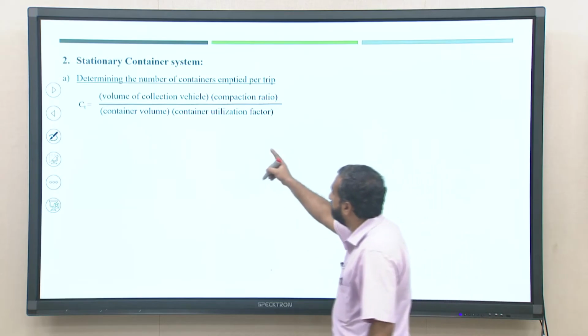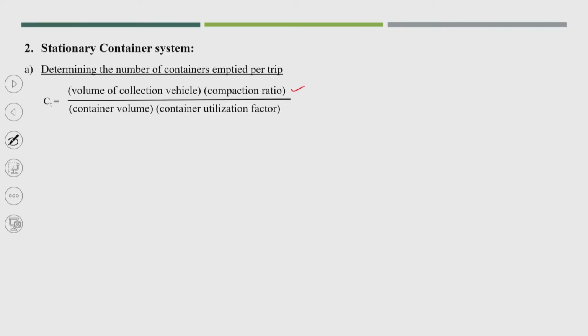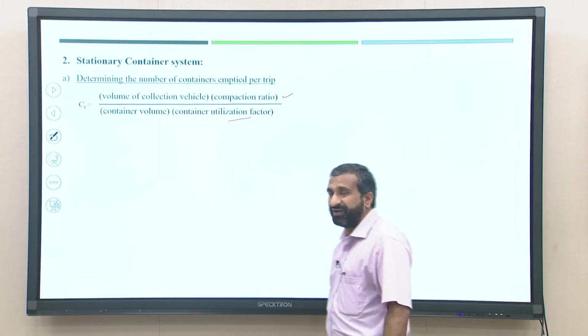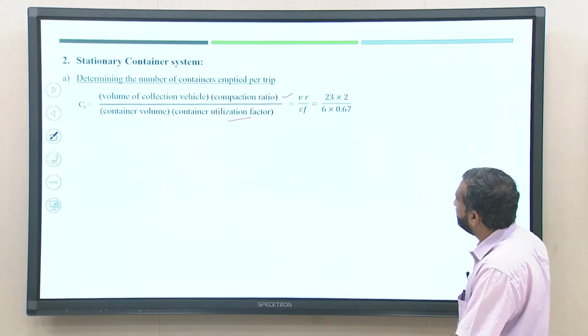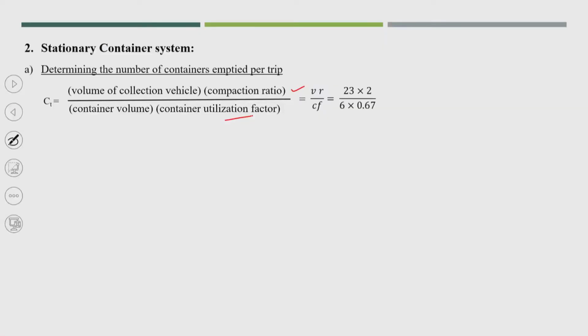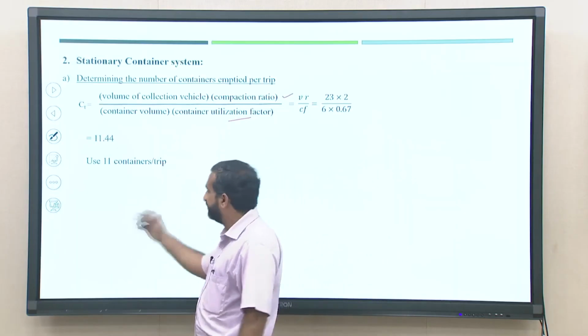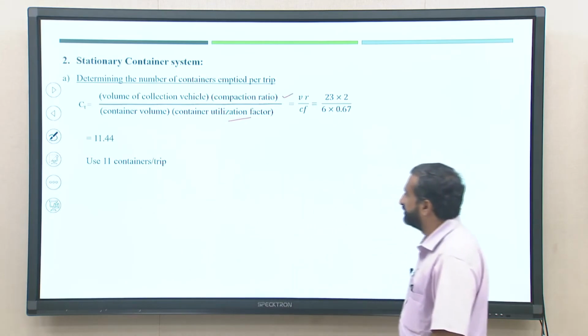For the vehicle volume we multiply by the compaction ratio, and for the container volume we multiply by the container utilization factor. So that is VR divided by CF. The volume of the collection vehicle is 23 meter cube per trip and the container volume is 6 meter cube. So we are getting 11.44, and we will use 11 containers per trip. If it is more than 11.5, then we could take 12 containers per trip.